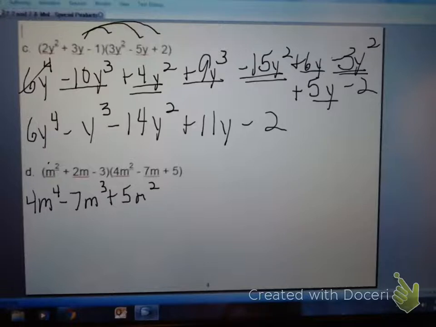Now we're going to multiply 2m times everything, and I get 8m to the 3rd minus 17m squared plus 10m.